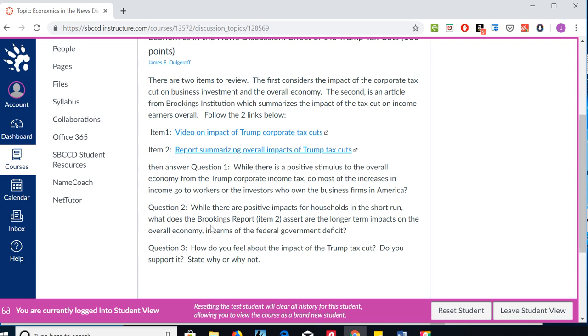I think there are like 3 distinct impacts that the Brookings report looks at. I'm not going to tell you what they are. You're going to do the research and you're going to tell me, right? And as long as you give me, again, 2 paragraphs on question 1, 2 paragraphs on question 2, and then maybe 1 paragraph letting me know how you feel about the actual overall impact.